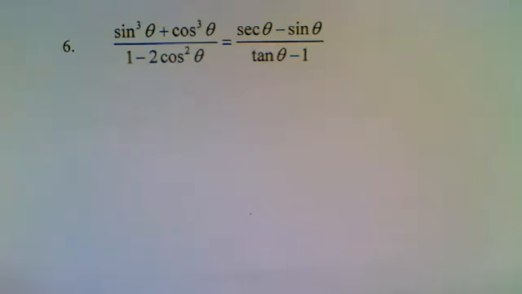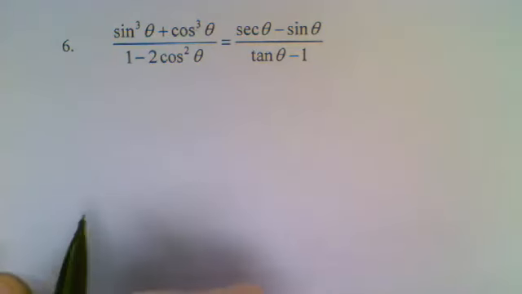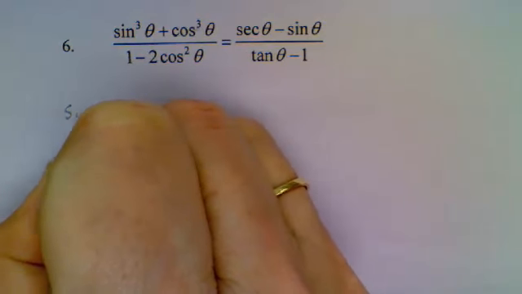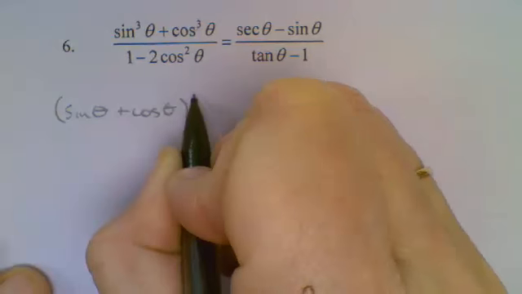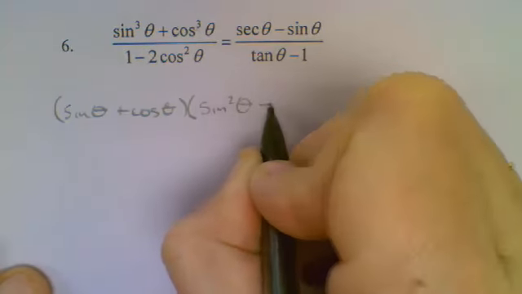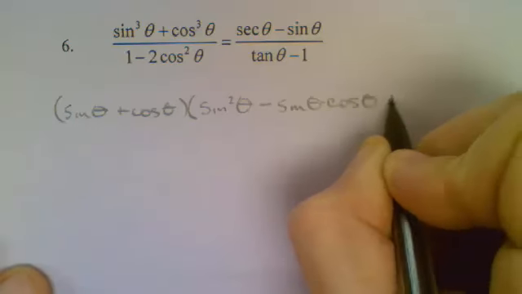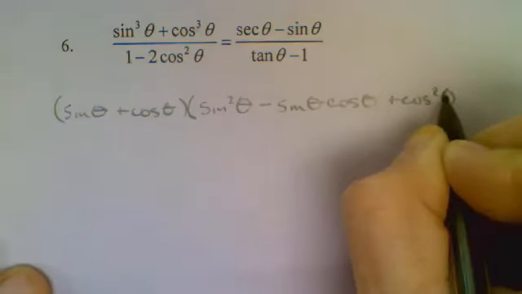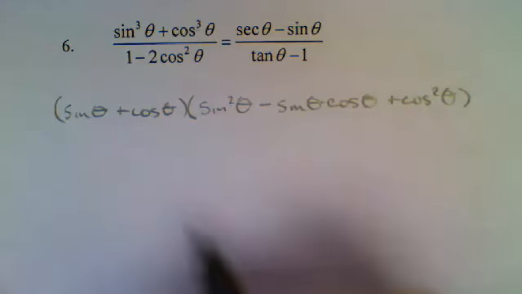Then number 6. Number 6 is, again, that sum of cubes, so I'm sure we want to start with that side. So this side is sine of theta plus cosine theta. So you're going to have to make sure you know that sum of cubes. And then it's squared minus the product, sine times cosine, plus cosine squared. So make sure you remember that sum and difference of cubes.